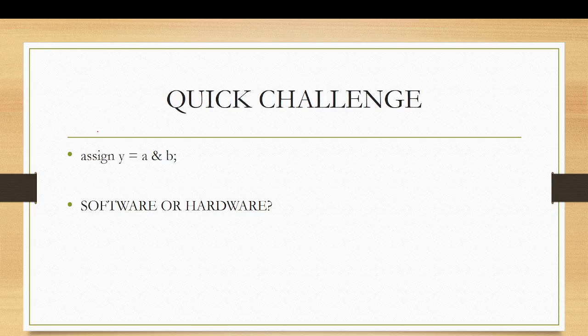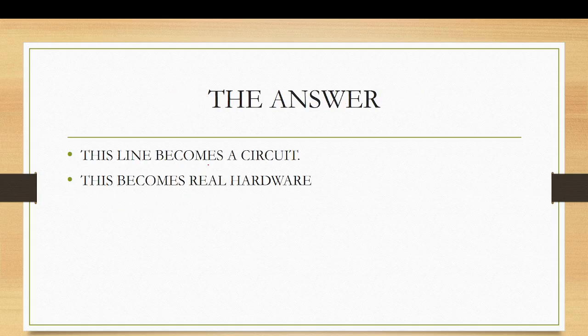Assign y equals to A and B. Before I explain anything, I want you to make a prediction. What is this? Software or hardware? Seriously, think about it. Most students get this wrong because our brains are trained to see text and think software. But HDL plays by completely different rules.